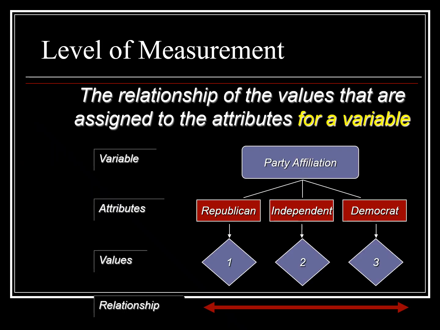So the level of measurement, the relationship of the values that are assigned to the attribute for a variable. So for example, we might have party affiliation: Republican, Independent, Democrat.